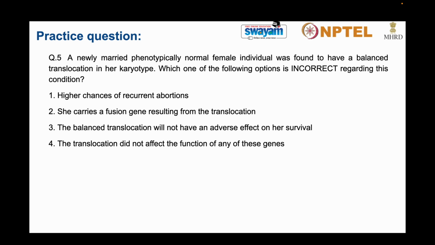Option A says higher chances of recurrent abortions. Option B says she carries a fusion gene resulting from the translocation. Option 3 says the balanced translocation will not have an adverse effect on her survival. And option 4 says the translocation did not affect the function of any of these genes. If you look carefully, you have to select the option which is incorrect in regard to this condition. So what do you think?